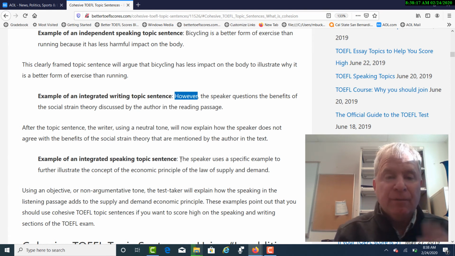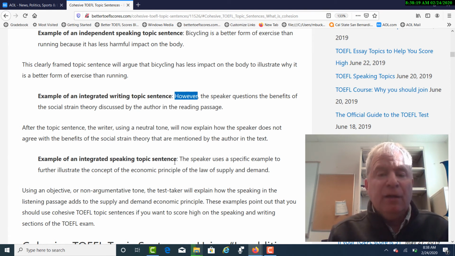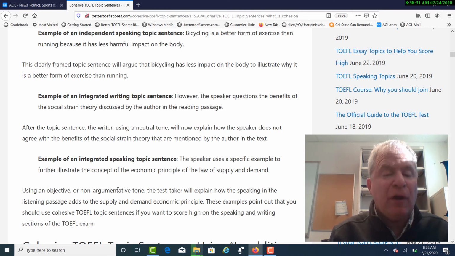Okay, here's an example of an integrated speaking topic sentence. "The speaker uses a specific example to further illustrate the concept of the economic principle of the law of supply and demand." So, using an objective or non-argumentative tone, the test taker will now explain how the speaker in the listening passage adds to the supply and demand economic principle. These examples point out that you should use cohesive TOEFL topic sentences if you want to score high on the speaking and writing sections of the exam.